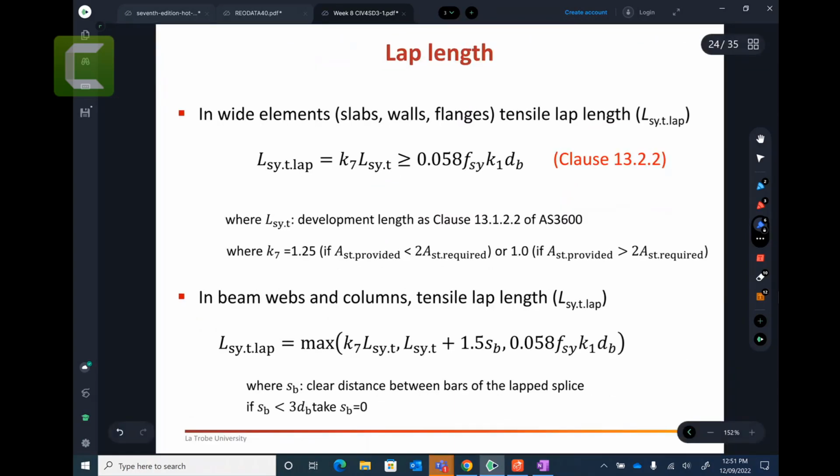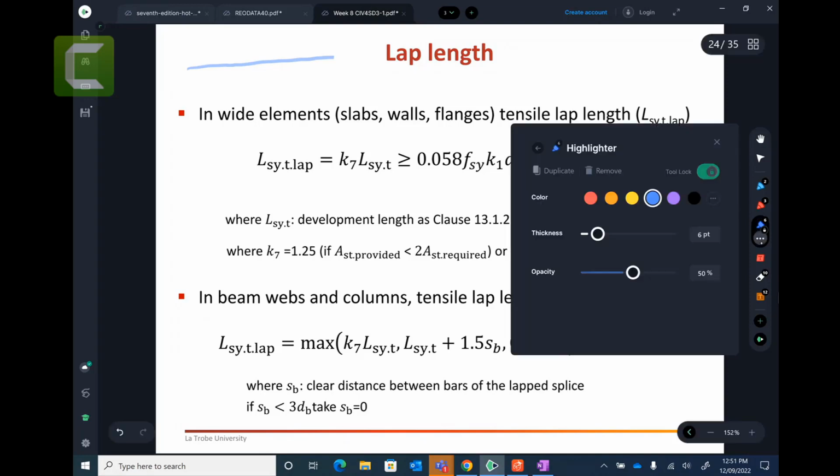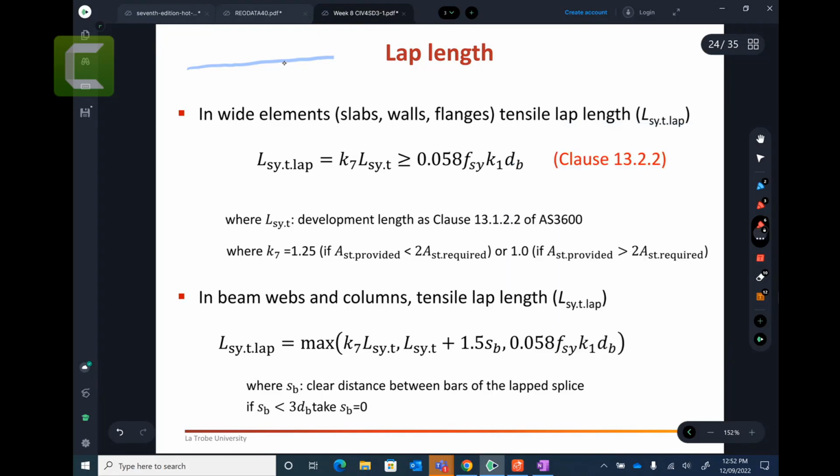Lap length. What is lap length? For wide elements like slab, wall, and flanges, tensile lap length can be calculated by using this. So I can show it to you here. What is lap length? Sometimes when you have a bar like this, and there is another bar, you can't have a bar that is continuous, so what you can do is tie them together. You can hold them together. So that is a lap.